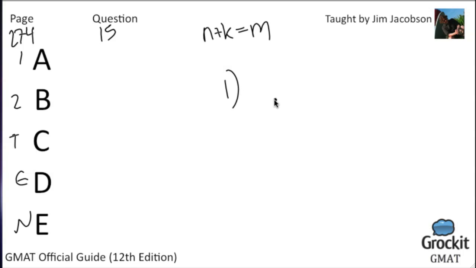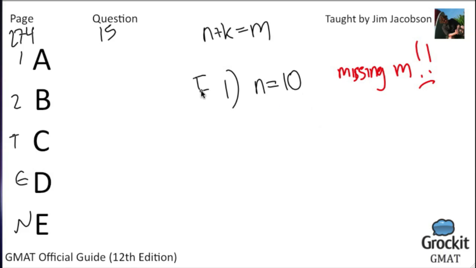So statement 1, n equals 10. And sadly, we are missing m here. If we had m, we could perhaps solve it, but we don't. So it's insufficient. We can cross off statement 1. We can also cross off answer choices A and D, sorry, A and E... or D.